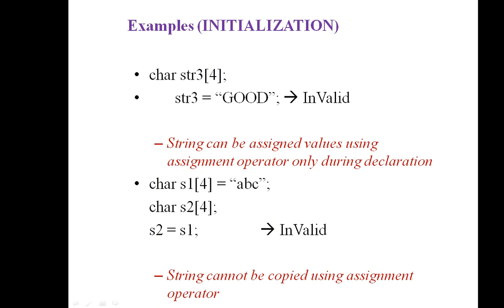So why is it invalid? Because the equal to operator will not work for string assignment. It is only for normal numbers alone. Okay, and one more example, s1 equal to "abc", and s2 we are simply declaring. What about s2 equal to s1? It is invalid because, as I told you, the equal to operator will not work for string assignment. It is only for numbers alone.